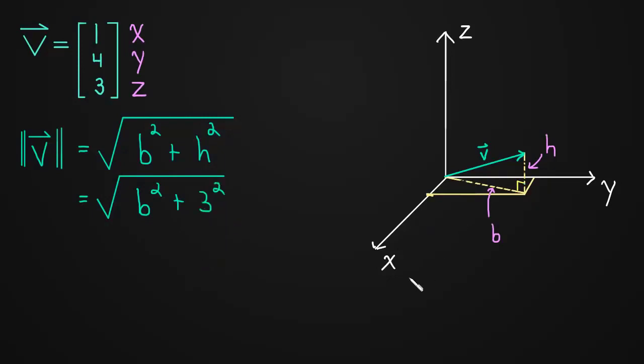Now what about b? Well, if you look closely, you'll notice that there's another right triangle right here. And that triangle, what I should say is b is the hypotenuse of this triangle that I've filled in with yellow. In fact, let me pull that triangle out.